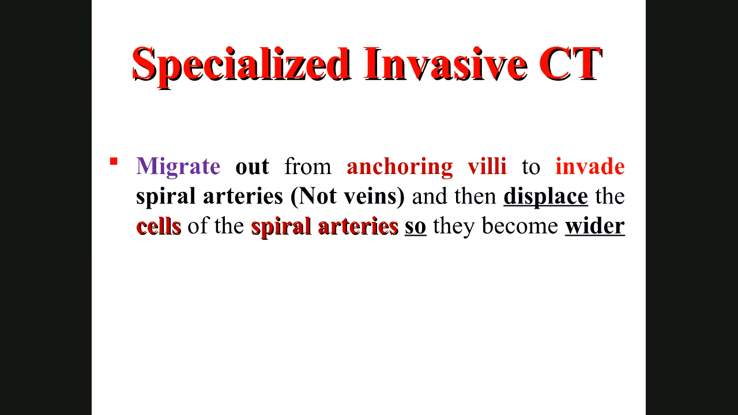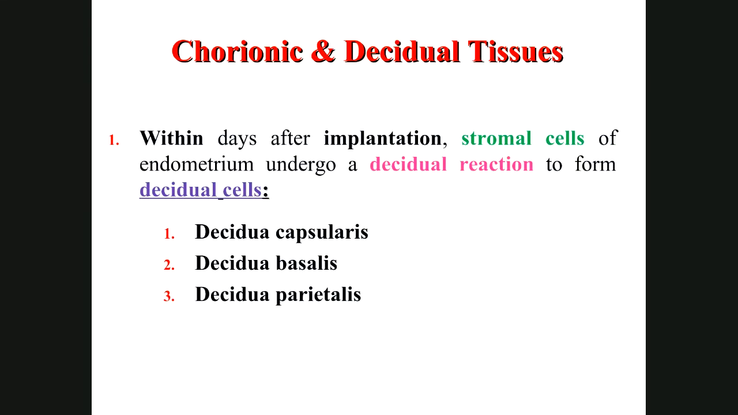The specialized invasive cytotrophoblasts migrate from the anchoring villi to invade the spiral artery and then displace the cells of the spiral artery, so they become wider. Now, I told you about the changes in the uterine endometrium within a few days after implantation. Stromal cells of the endometrium undergo a decidual reaction, which I mentioned to you in the beginning of the chapter, to form decidual cells.